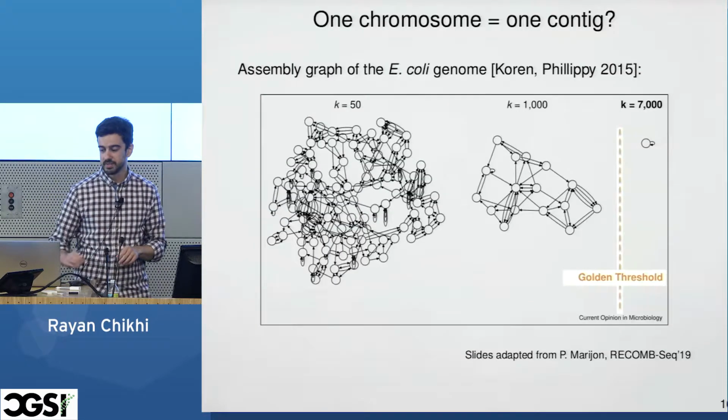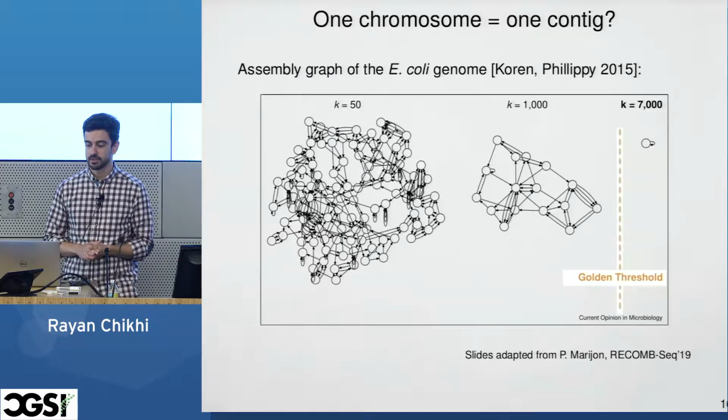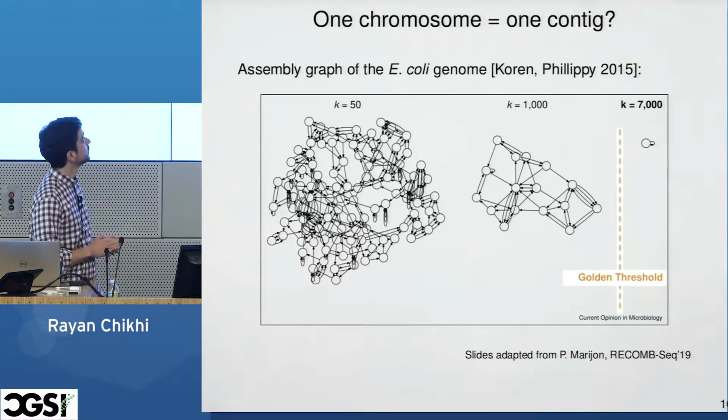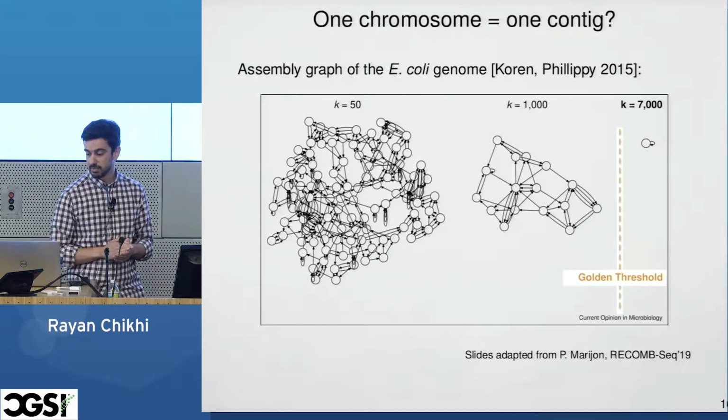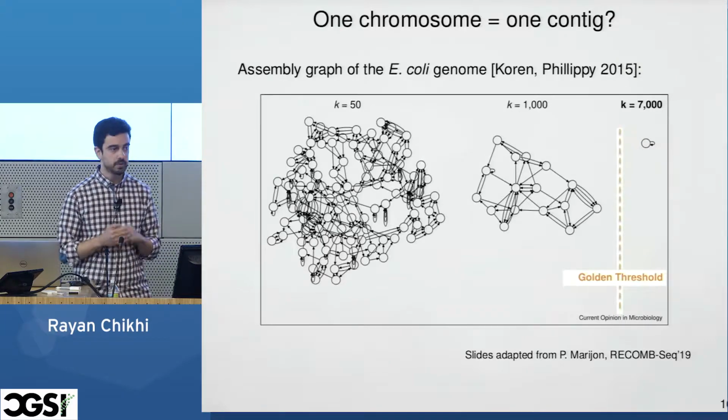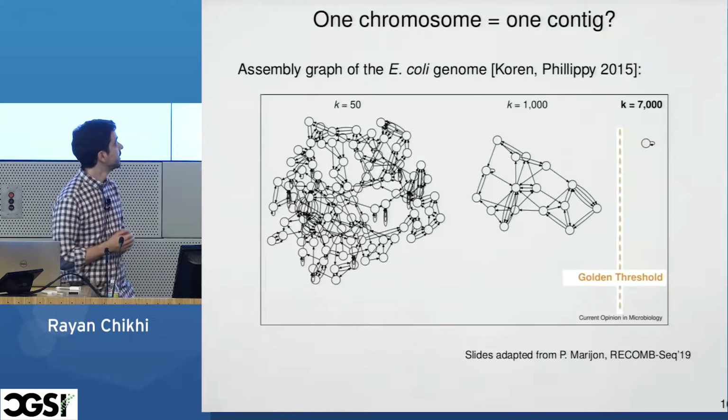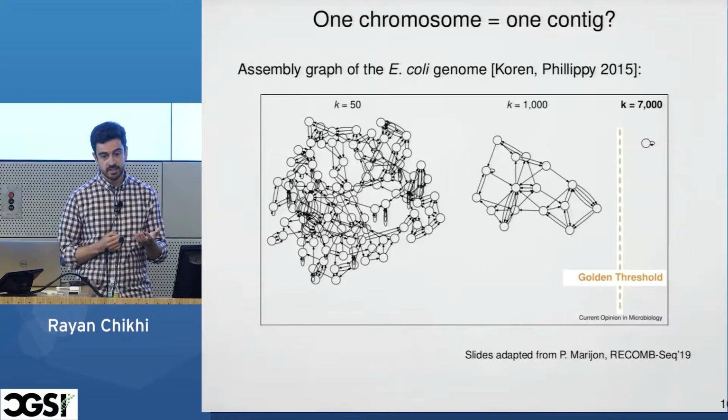And I'll talk a little bit about the status of these assemblers. A few years ago, a hypothesis was emitted, also by Adam: one chromosome equals one contig. Is it possible to actually achieve that today?